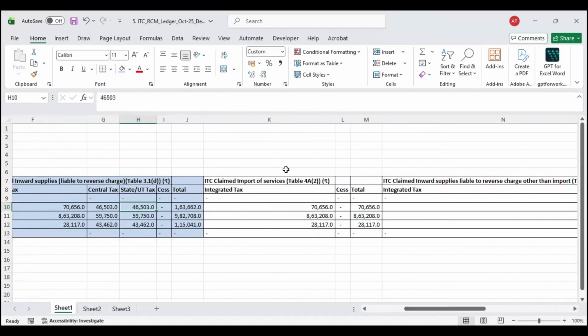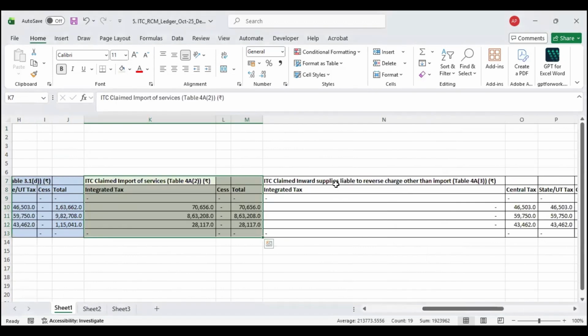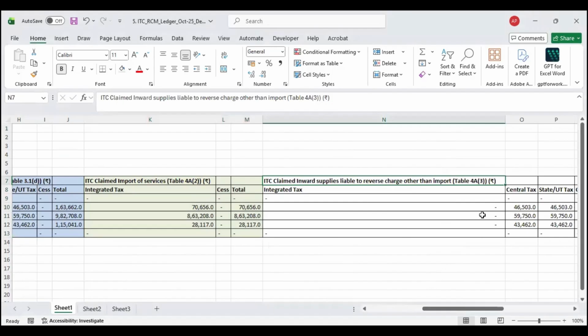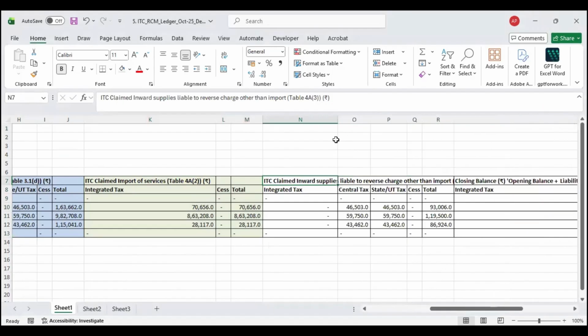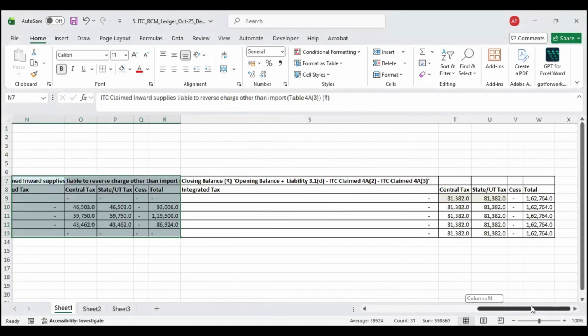Then ITC claimed under 4A2. 4A2 is with respect to import of services. So there is no CGST, SGST. It will be only IGST. This is one column. Then ITC claimed under 4A3. Here you have IGST, CGST, SGST. I'll put in different columns. Then your closing balance.